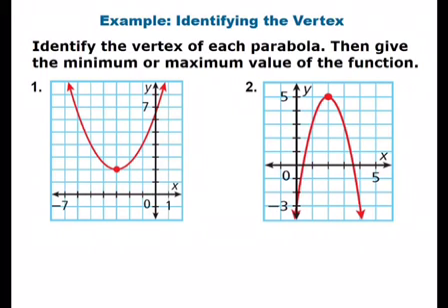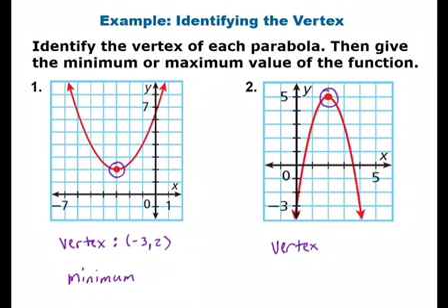So in this case, we are looking at finding the vertex. For the first one, I know the vertex is right here. Our vertex is at the point, in this case, -3, 2. And because it's at the bottom of the parabola, this would be a minimum. We'll do the same thing in the next example. Well, I know my vertex is right here. That's at the point, what is that, 2, 5? And because it's at the top of the parabola, this would be a maximum.